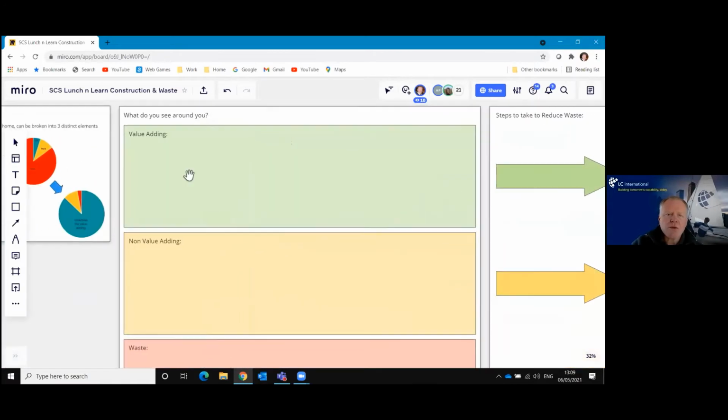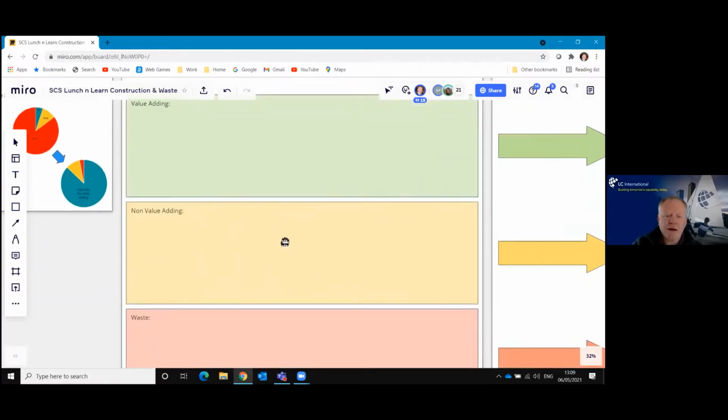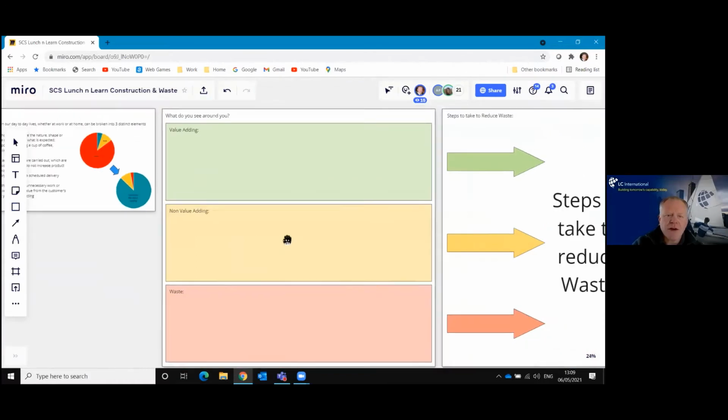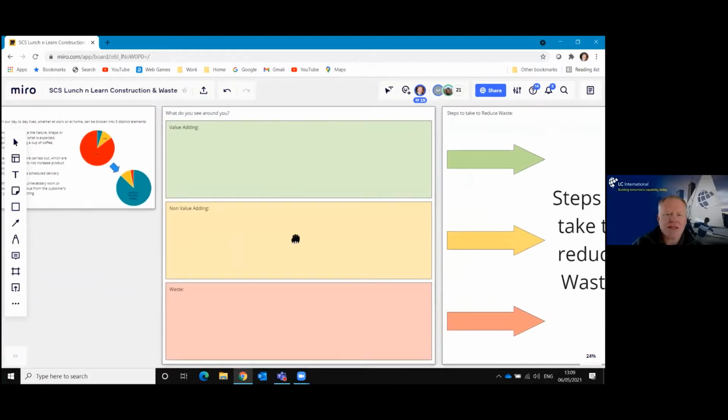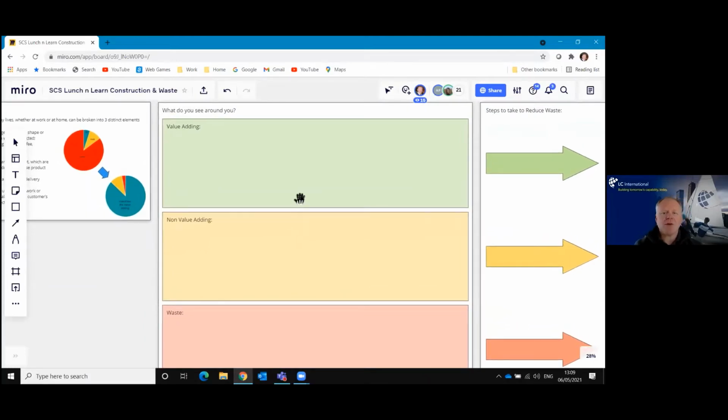So I just want to open up to yourselves now for you to start to share some of your examples around what you see around you, around value adding, non-value adding, and waste. And please feel free to add your post-it notes into this area. And what we'll do is, as you start to add your post-it notes up, we'll explore the examples that you're giving and go into a little bit more detail about what they look like.